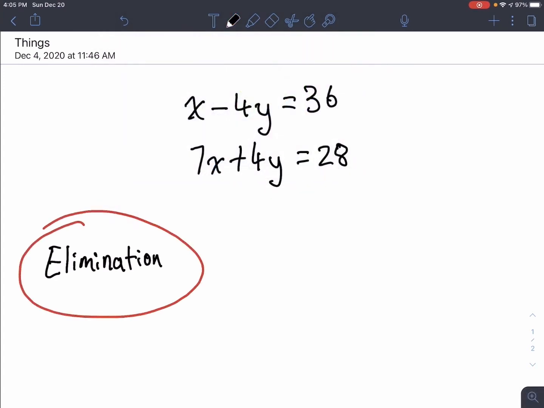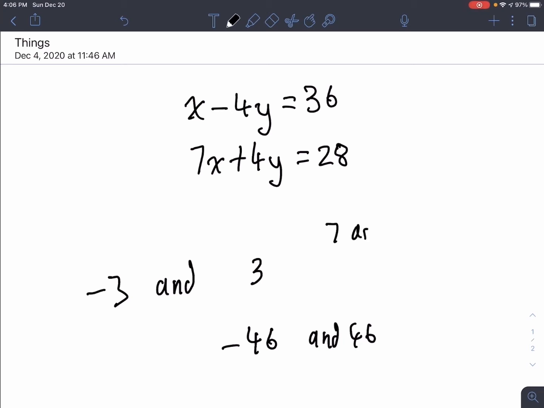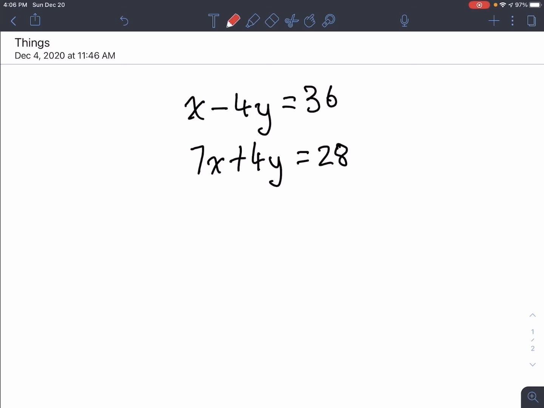The way you do the elimination method is, if you have an equation like this, the first thing you do is check if there are any variables that are the inverses of each other. For example, an inverse is something like negative 3 and 3, or negative 46 and 46, or 7 and negative 7. You get the point. Now we see that negative 4 and 4 are inverses of each other. These coefficients of y are inverses of each other.